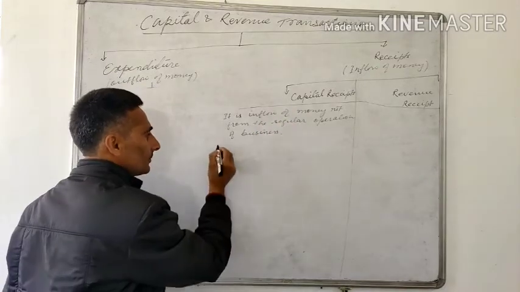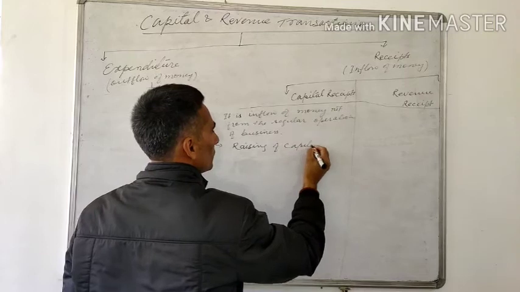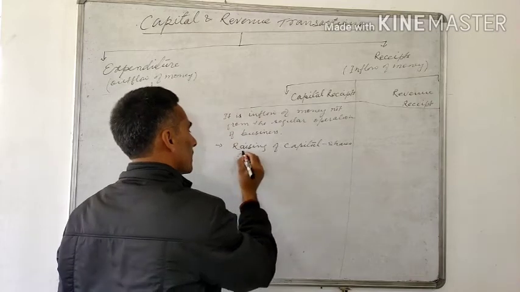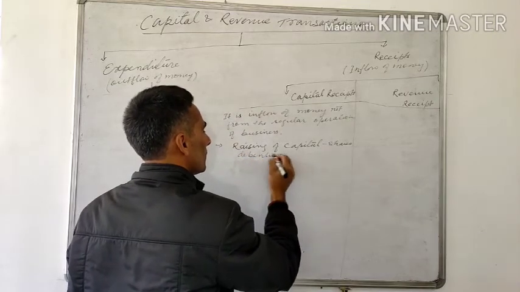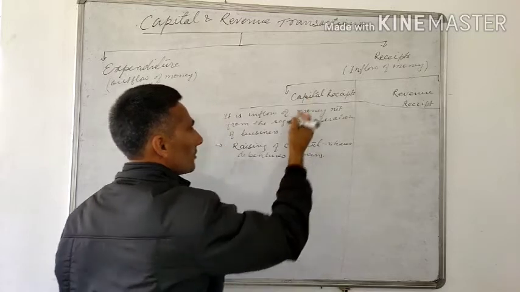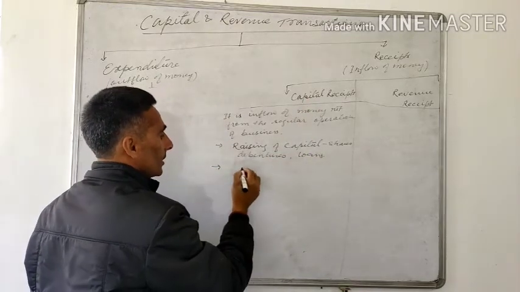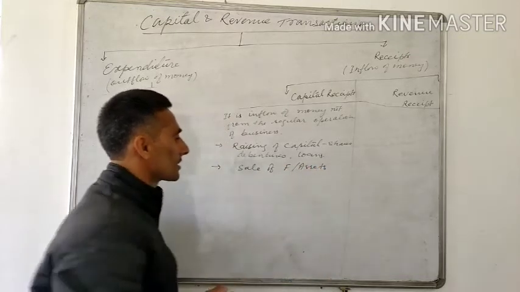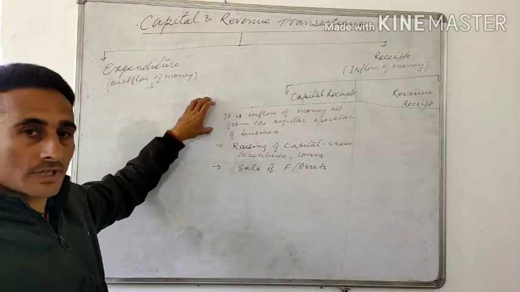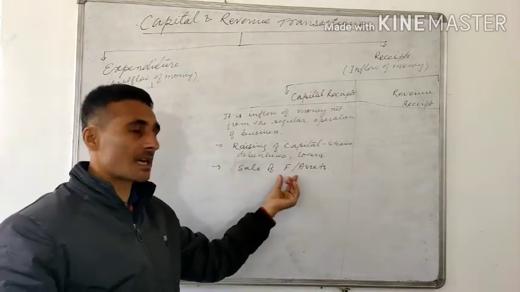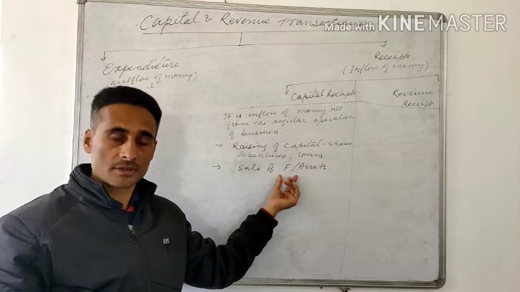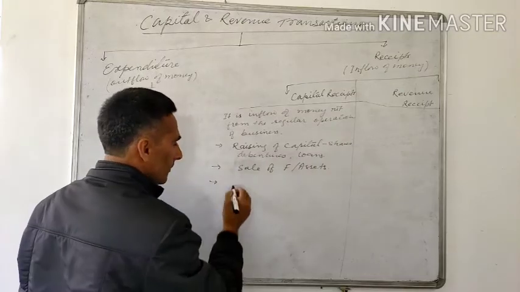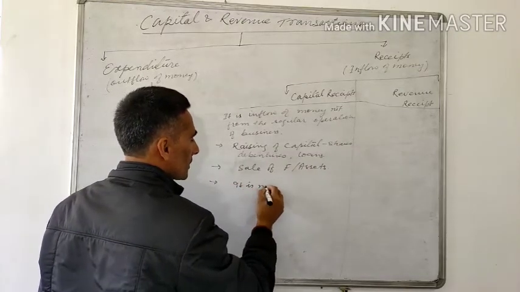Capital receipts are like raising of capital by issue of shares, debentures, by taking loans. Sale of fixed assets will be termed as capital receipt because selling of fixed asset is not the regular activity of the business, right? Again, it does not take place every time, so it is not recurring.